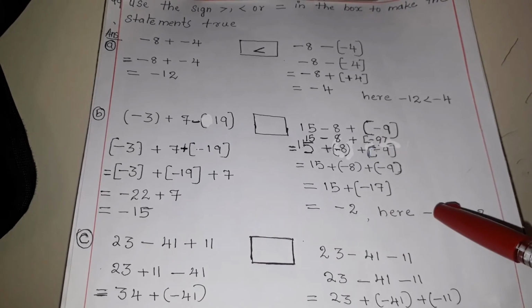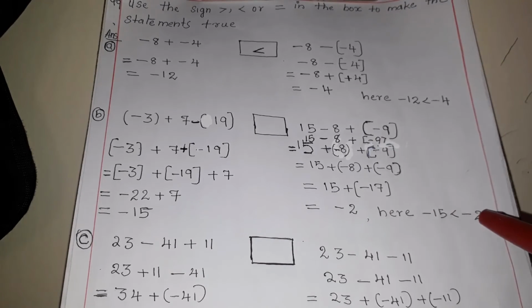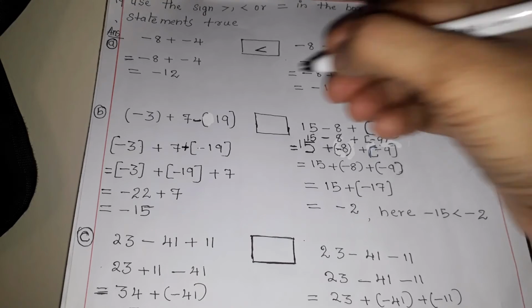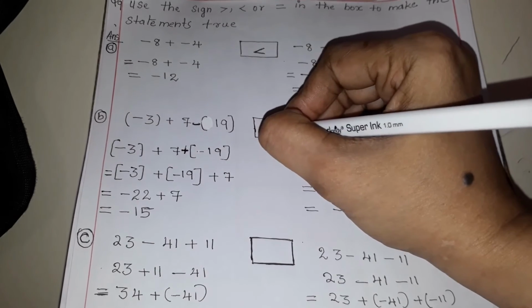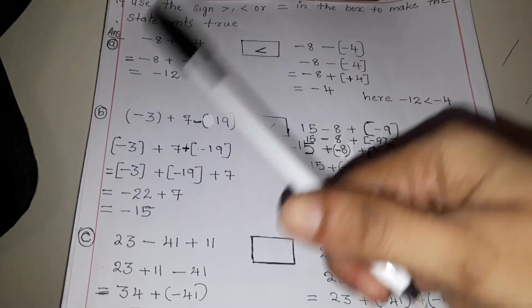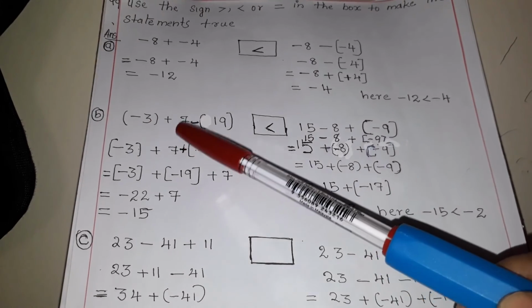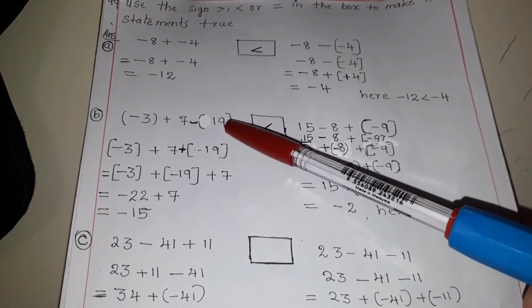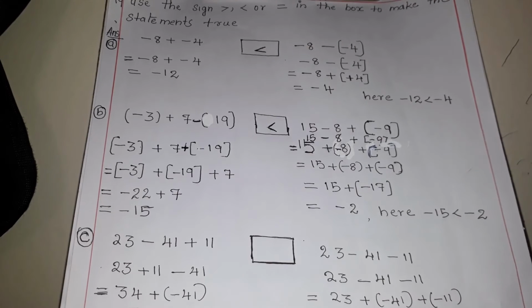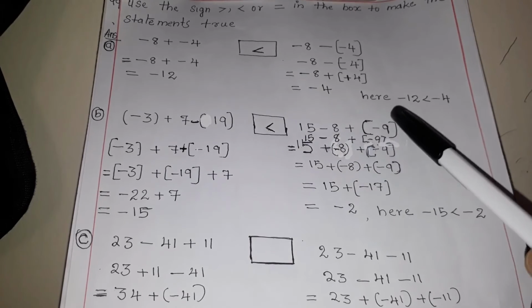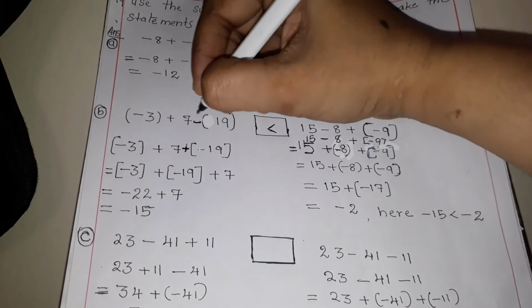Here minus 15 is less than minus 2. So how can we write this one? Here, this is less than. We can write like this: minus 3 plus minus 3 plus 7 minus bracket 19, 19 is less than 15 minus 8 plus minus 9. Is it?